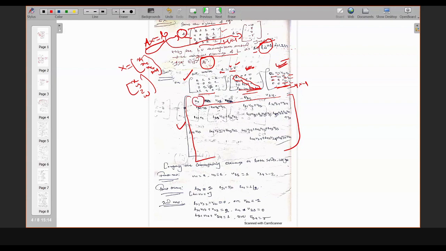U11 equals 2, because it's the 1 1 position in the left hand side matrix. So you got U11 equals 2. Next, U12: the corresponding element is 1, so U12 is 1. Then U13 corresponding element is 1. Then U14 is equal to this, minus 2, that you obtain. So the first row is over.